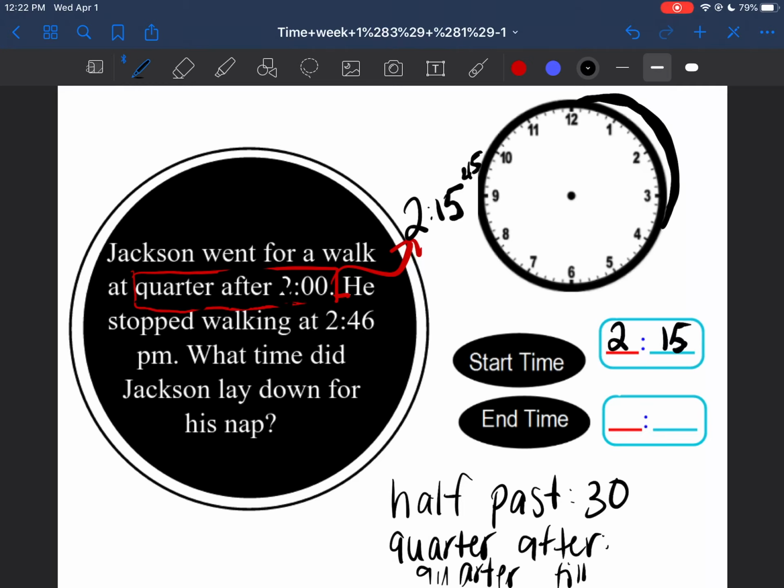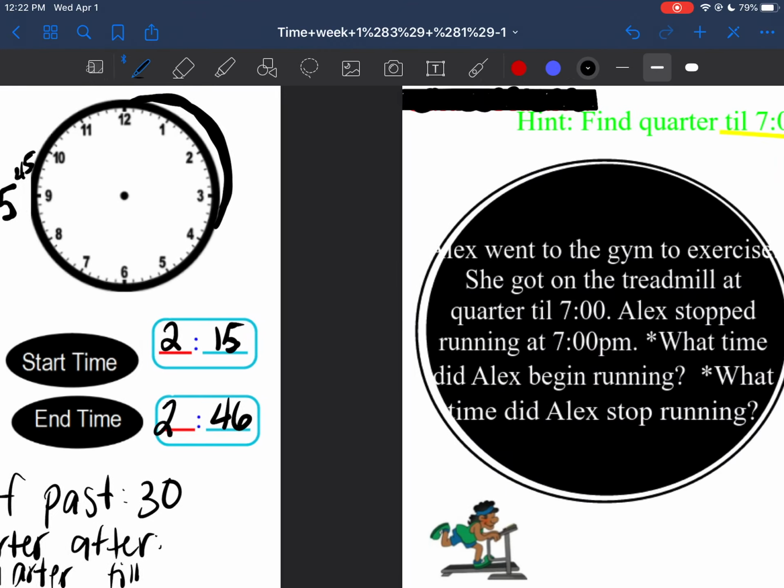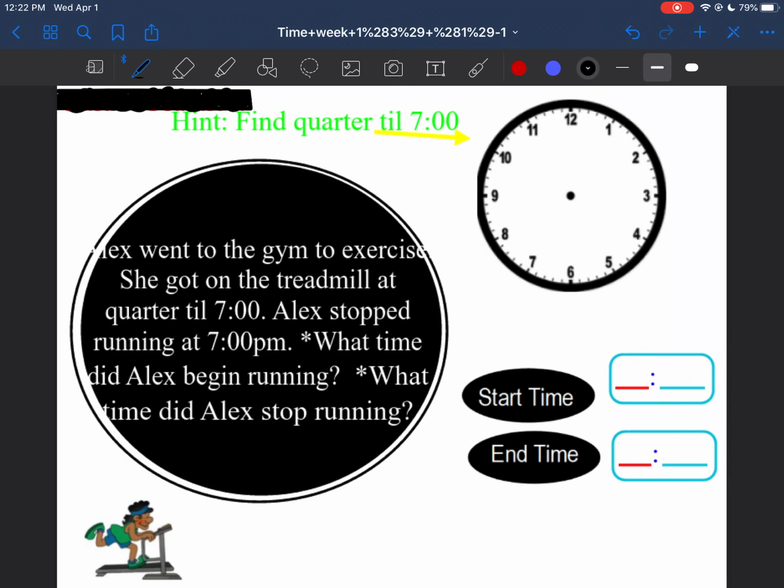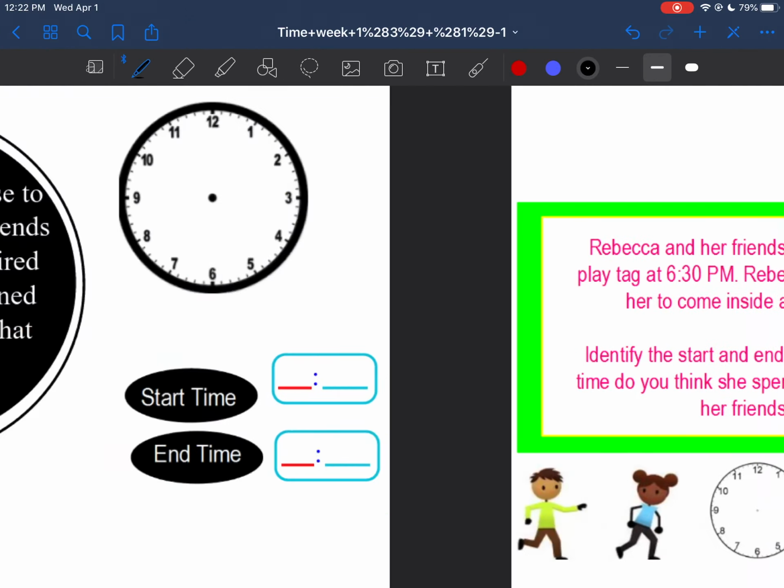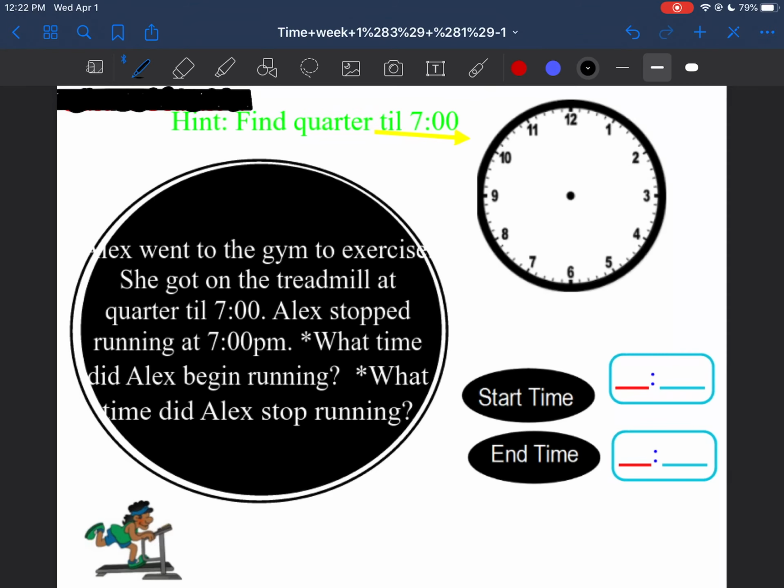Then we need to figure out the end time. What time did Jackson stop taking a walk? Well, he stopped taking a walk at 2:46. So what is our end time? 2:46. We're going to practice a few more, and then you're going to be on your own for today to find out some start times and some end times, okay? All right, let's look at this one.